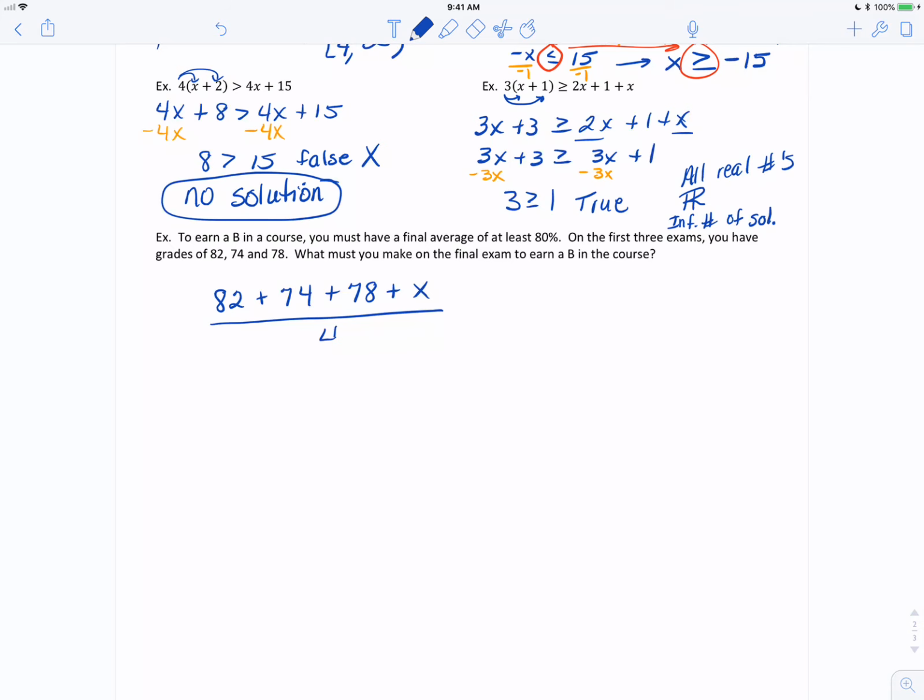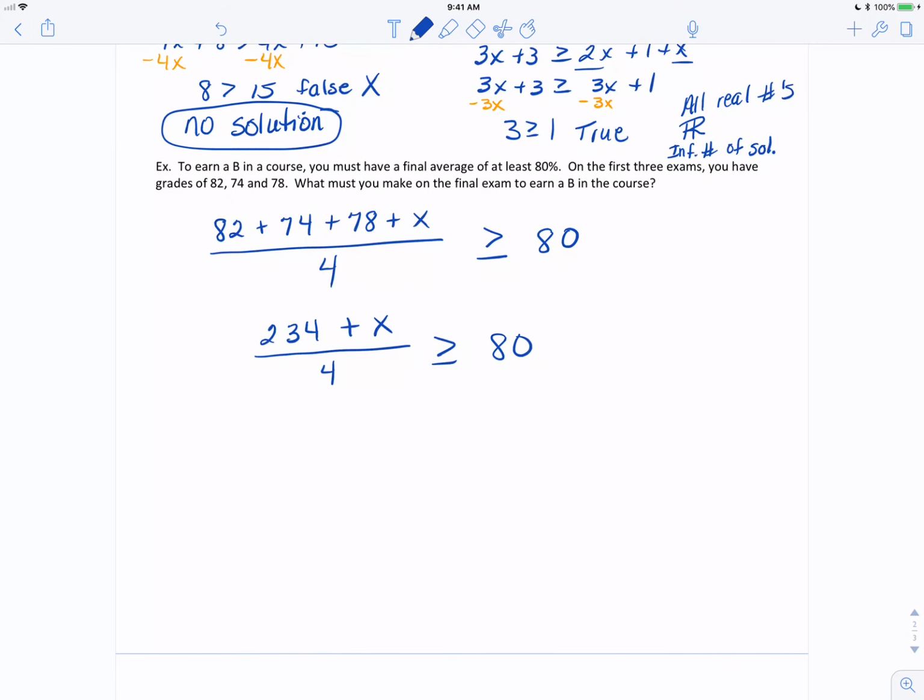I want to be able to divide those exam grades. Well, I have 4 exam grades, so I've got to divide by 4. And I need this number to be greater than or equal to an 80 in order to get a B in the class, right? All right, so let's add up all these other numbers. So 82 plus 74 plus 78, that gives me 234 plus whatever I'm going to make on that final exam divided by 4 needs to be greater than or equal to 80.